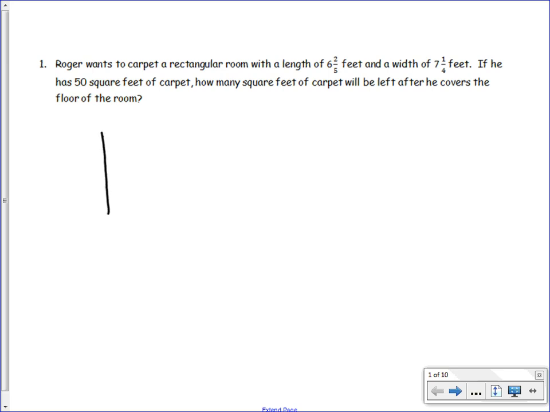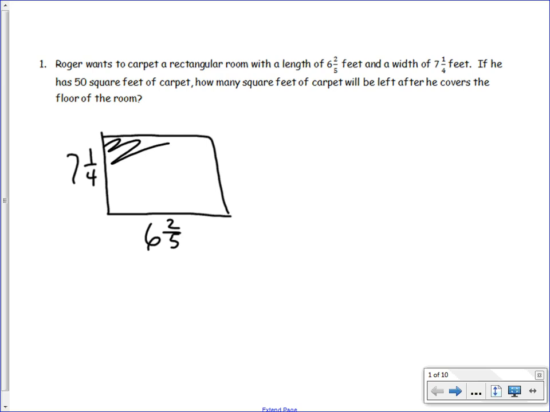The first thing I'm going to do is draw the room. This will just help me visualize what the problem is asking for. So I have a length of 6 2/5 feet and the width is 7 1/4 feet. Whenever you put carpet in a room, you would put it on the floor of the room, which would be the area of this rectangular room. So the first thing I have to do is find the area.